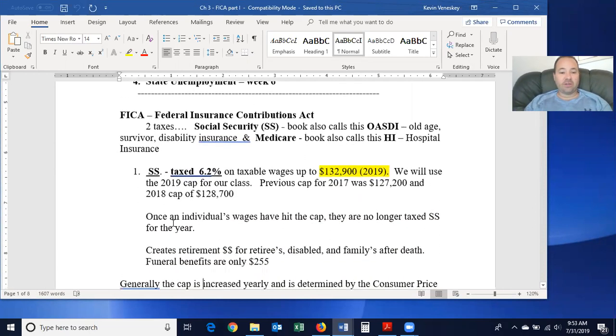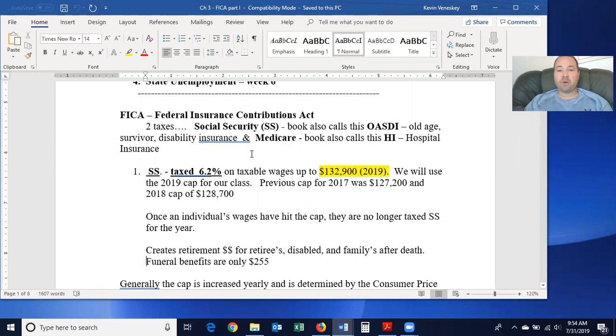So the first thing that we need to look at is Social Security. If you're reading this in some kind of a book, it's also known as OASDI. That's the same thing as Social Security, and you can see what it stands for here, the Old Age Survivor Disability Insurance. I'm just going to refer to it as SS or Social Security. I won't refer to it as OASDI. And Medicare, the book or other sites will sometimes call it HI for hospital insurance. I will always refer to it as Medicare.